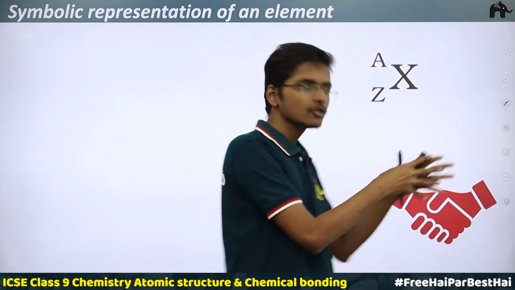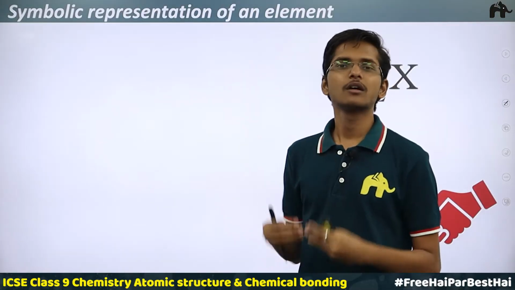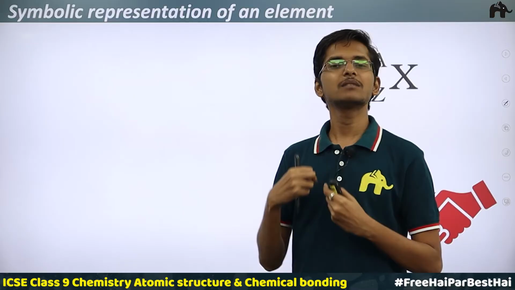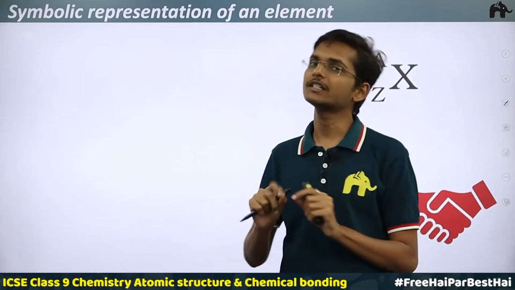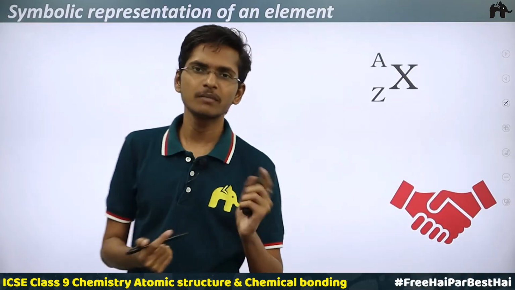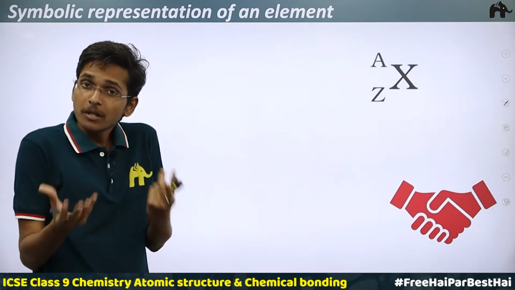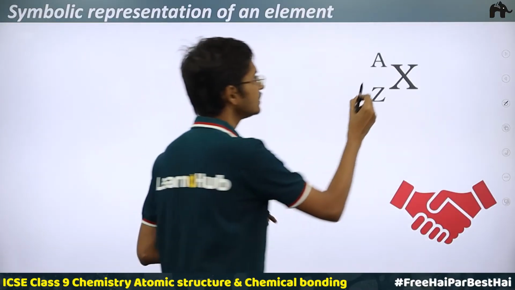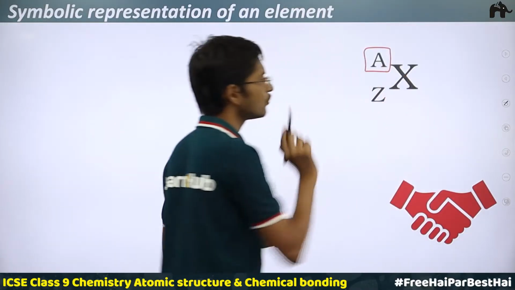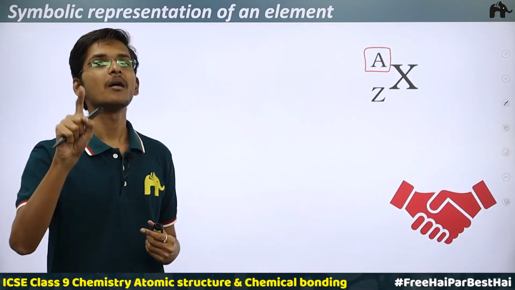So this entire concept of atomic number and mass number, we are going to collaborate it. We are going to use these two concepts to write the symbolic representation of an element. So how do we write the symbolic representation of an element? See, suppose X is the symbol of an element. Now you tell me what would be A.